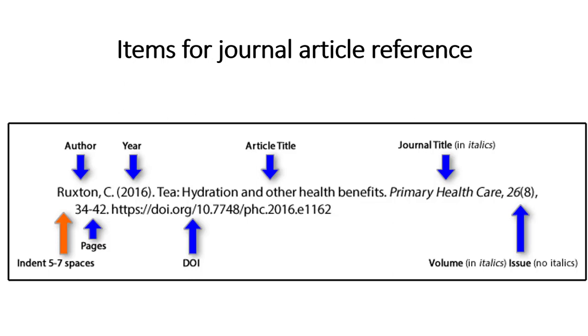In the journal article, we should know the author names, the year of publishing, the article title, the journal title, the volume and the issue of the journal itself, and the page number. In some forms of the reference style we need the identification number of the article, the DOI number, but it's not a basic consideration in the journal article. The basics are the author, year, article title, journal title, the pages, volume and the issue in the journal.